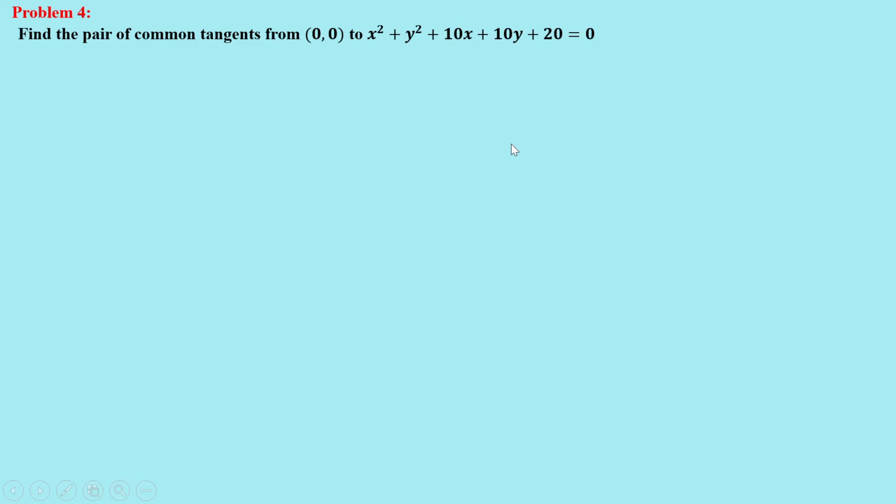Next problem. Find the pair of common tangents from (0, 0) to the circle x² + y² + 10x + 10y + 20 = 0. Solution. Given circle is x² + y² + 10x + 10y + 20 = 0. That is equation number 1.